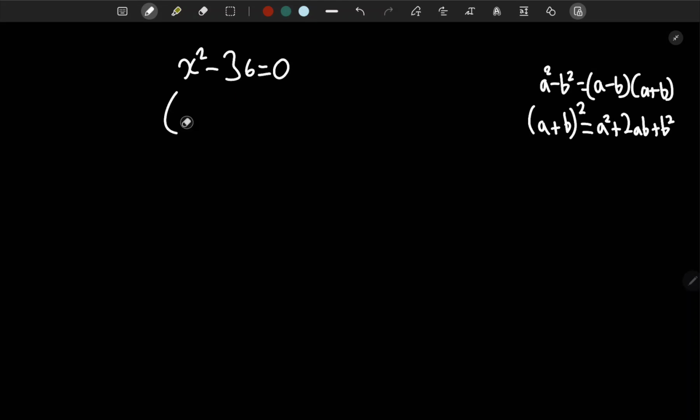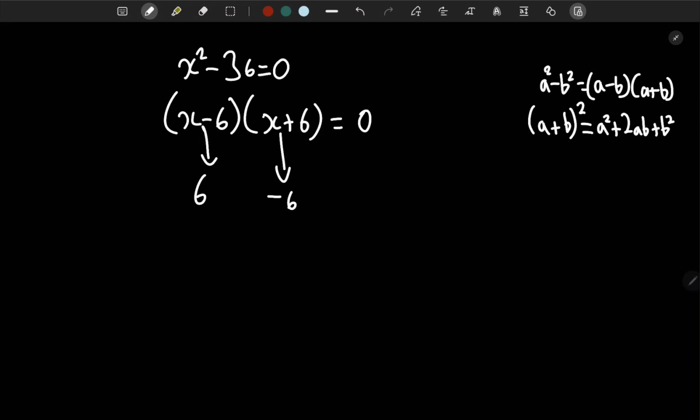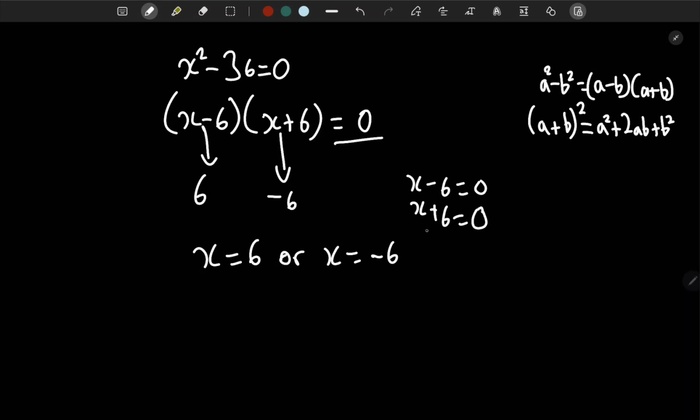So it will be (x − 6)(x + 6) = 0, and now we know that x can be either 6 or negative 6. So the final answer is x = 6 or x = −6. Since we need to equate it to 0, either of these brackets can be 0. x − 6 = 0 gives x = 6, and for the other one, x + 6 = 0, so x has to be negative 6.